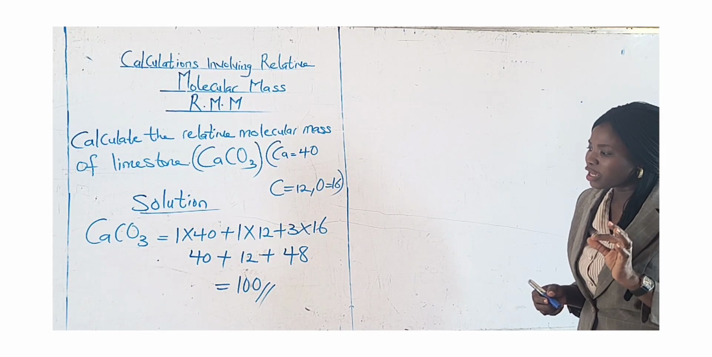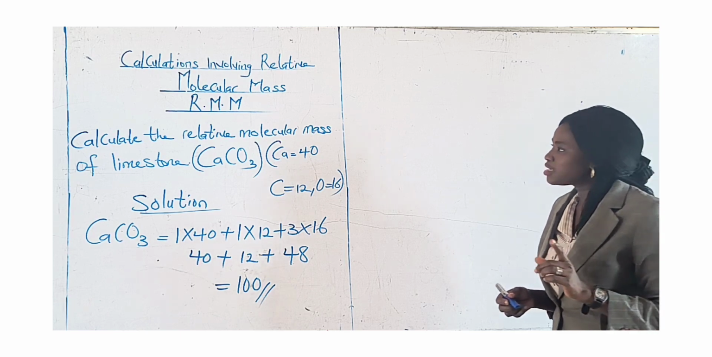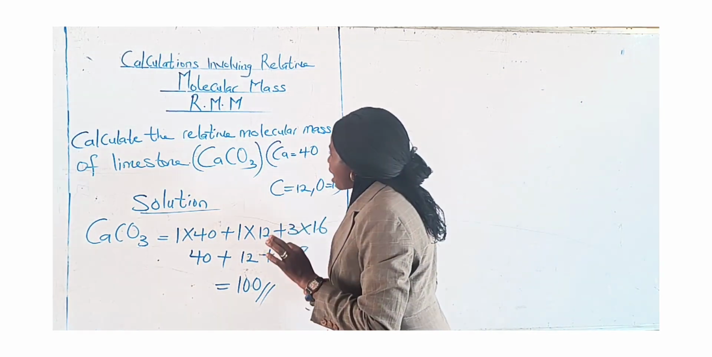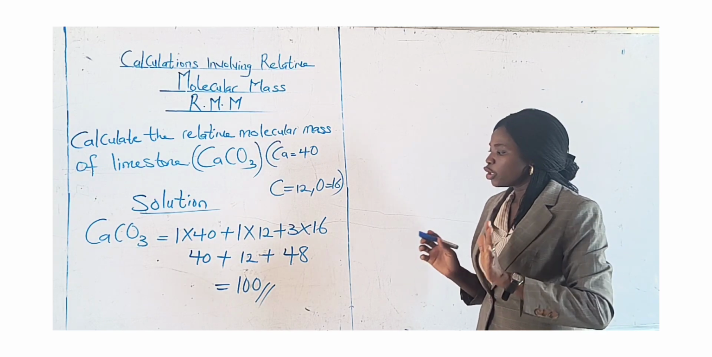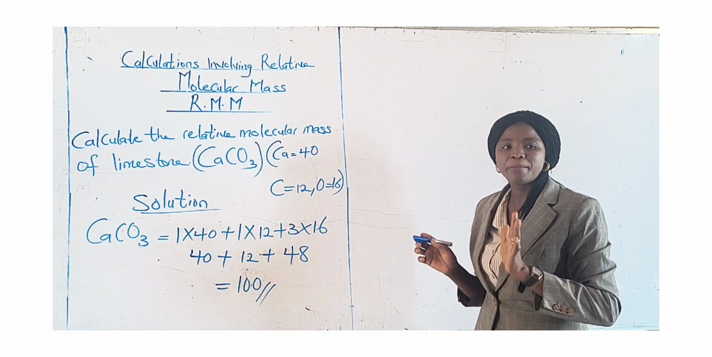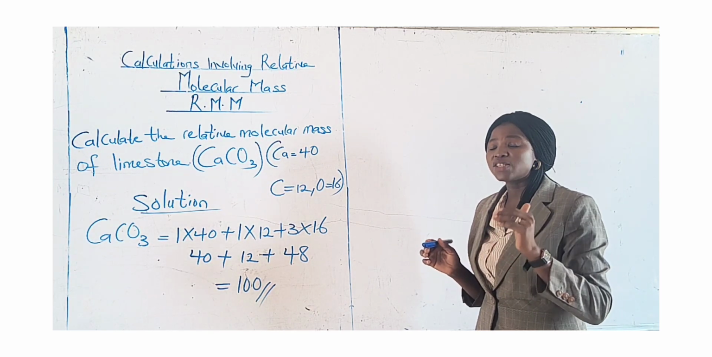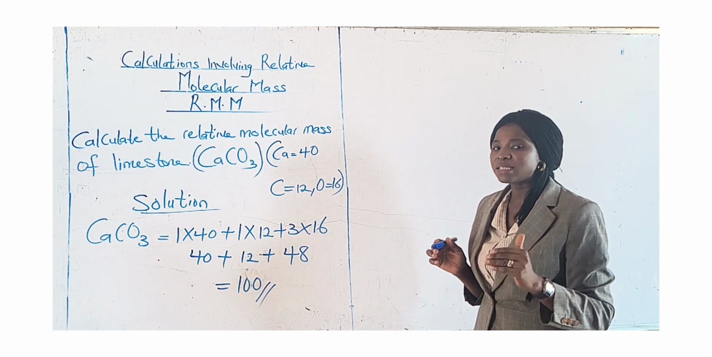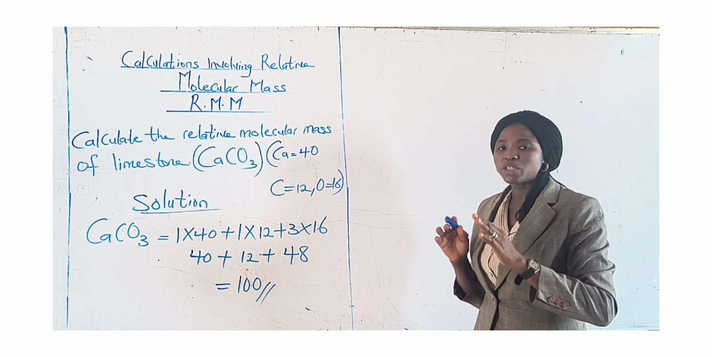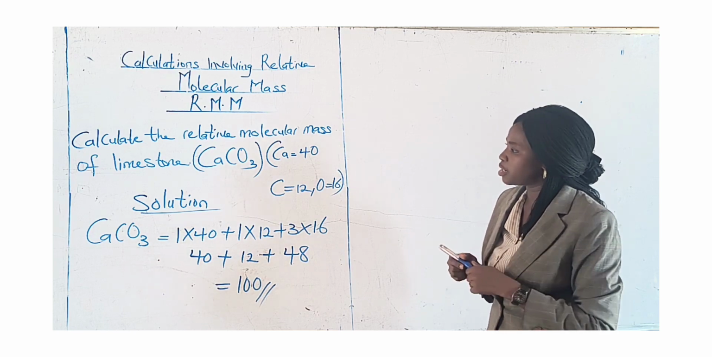Wonderful. Let's look at another example. Mind you, relative molecular mass doesn't have any units. You have to calculate RMM. No units for RMM. It's only when you are asked to calculate the molar mass that one has a unit. The molar mass has units. They use the same method to calculate them. But let's look at another example.